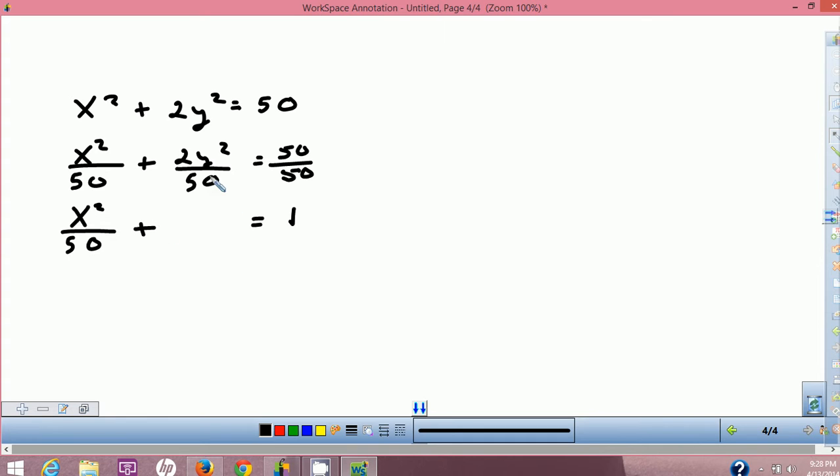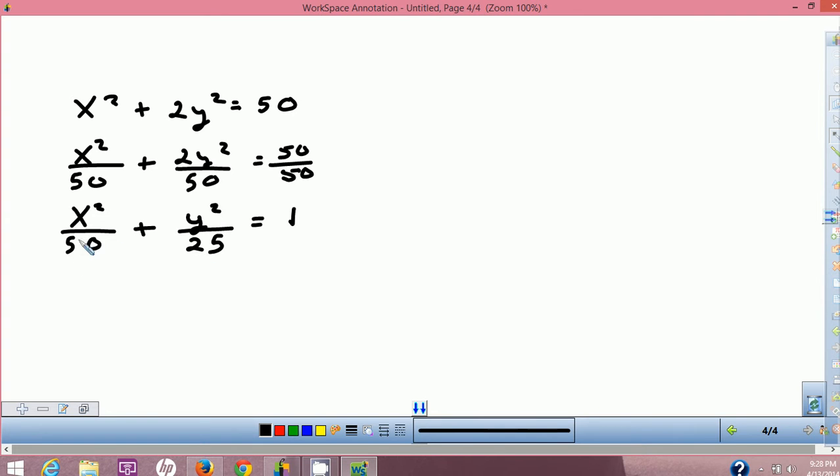What I'm going to do over here, I've got 2 over 50. I don't want anything up here with this y squared if I can help it. So what will this fraction 2 over 50 reduce to? Well, it will reduce to 1 over 25. So I'm going to change this to y squared over 25. It's going to make this a little bit easier to work with.